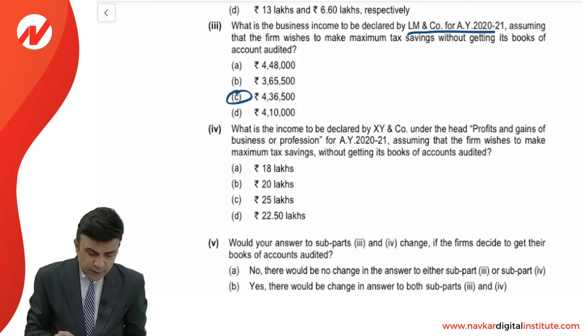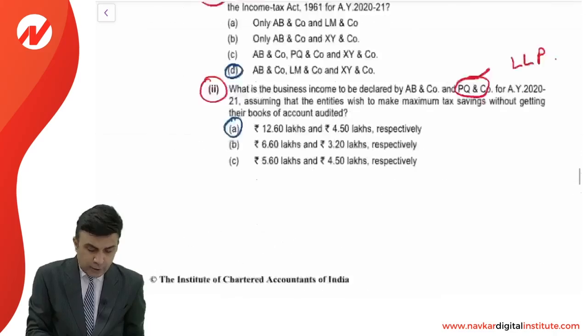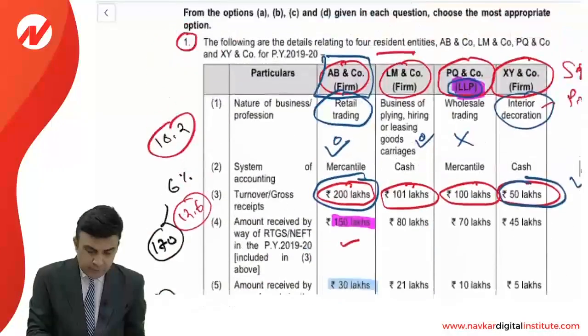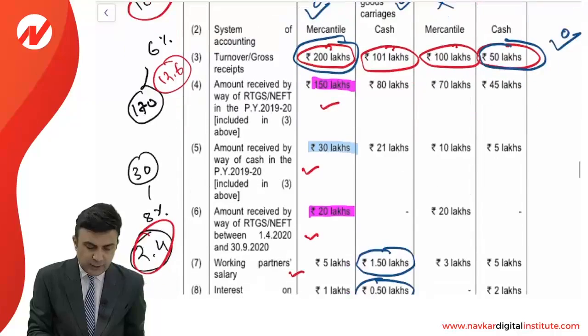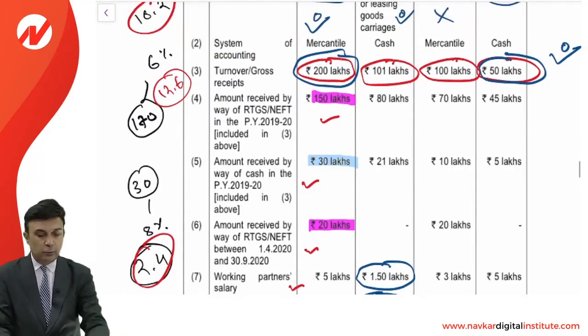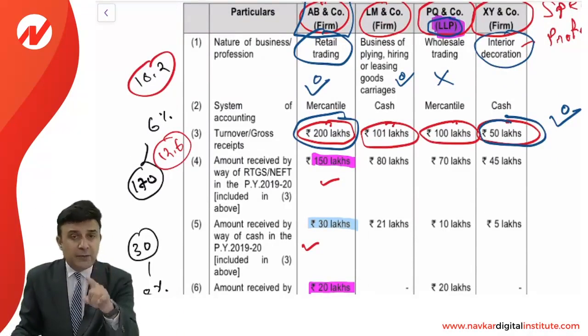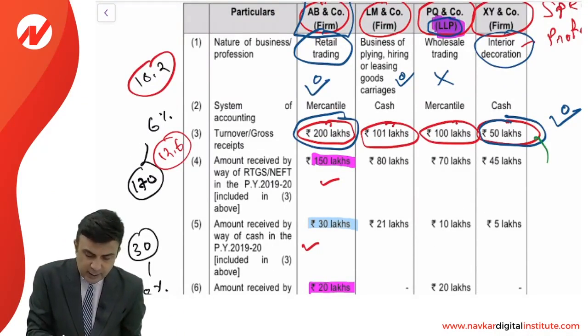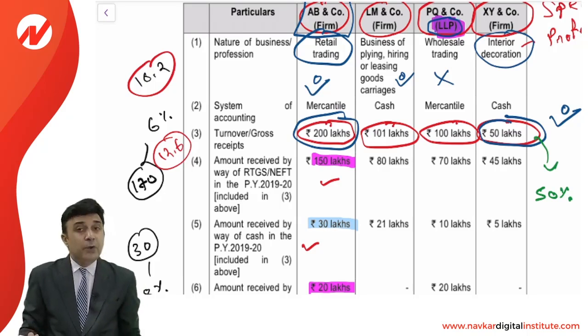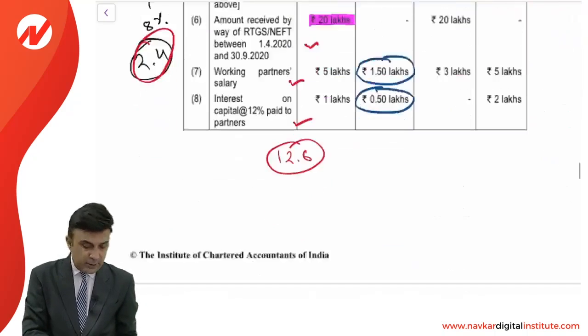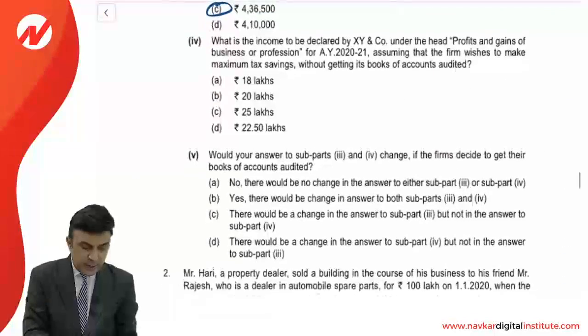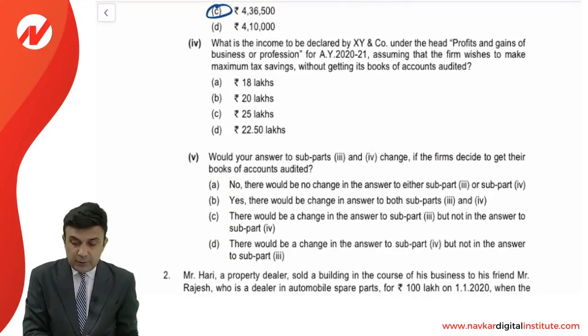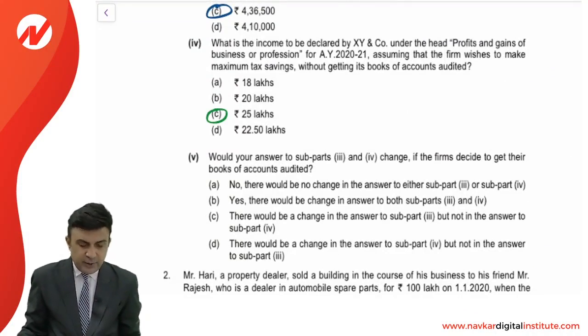Next one. What is the income to be declared by XY and company under profit and gains from business or profession for AY 2021, assuming that the firm wishes to make maximum saving without getting the books of accounts audited? Then they have to declare their taxable income, as they are into interior decoration, a specified profession, out of 50 lakh, can we say they have to declare their taxable income to be 50%? And if they are declaring their taxable income to be 50%, friends, their income is going to be none other than 25 lakh.